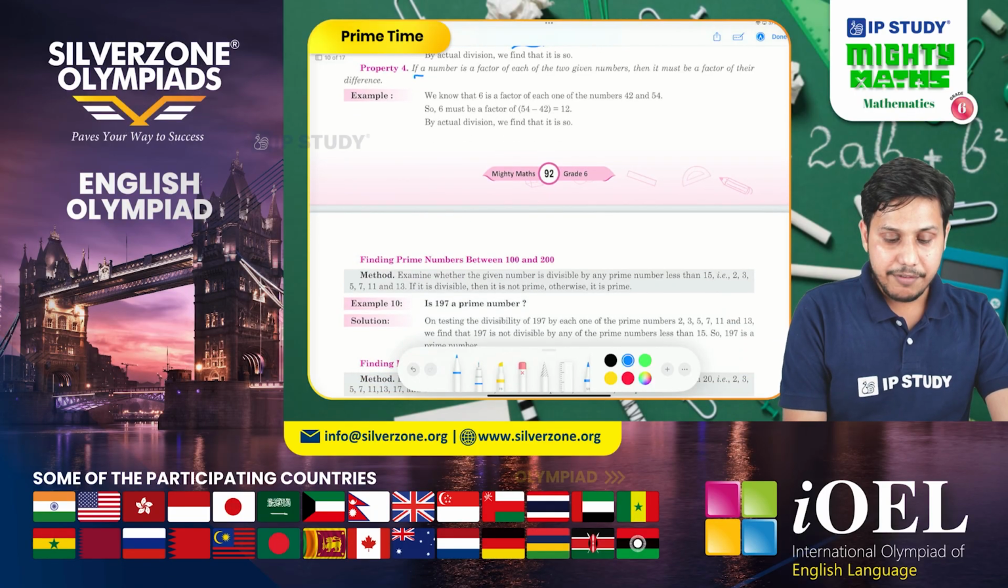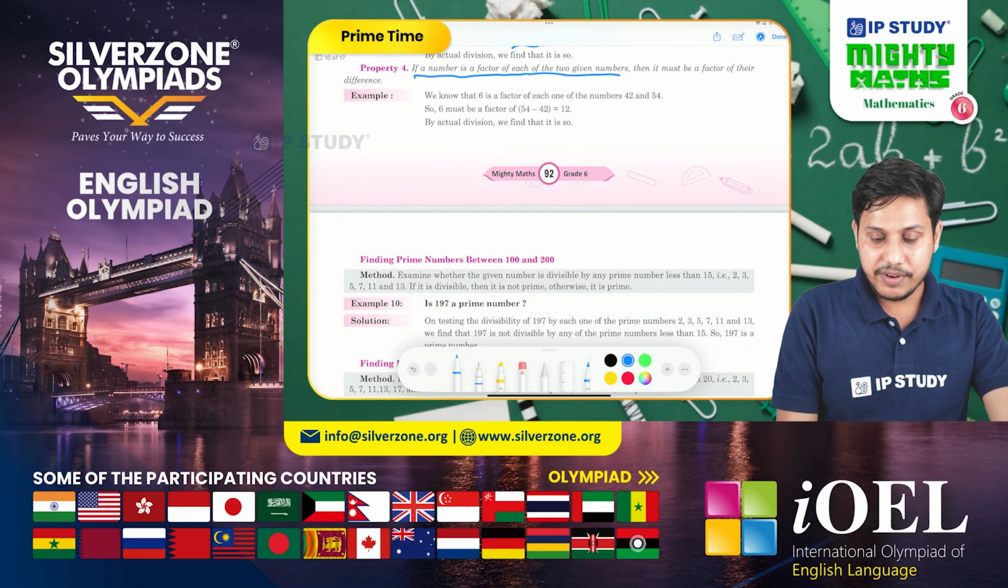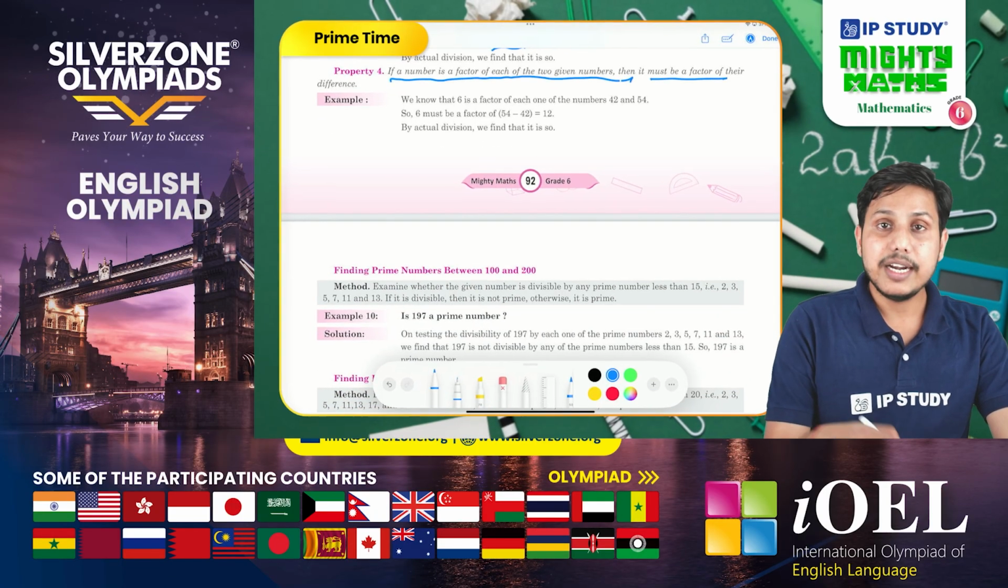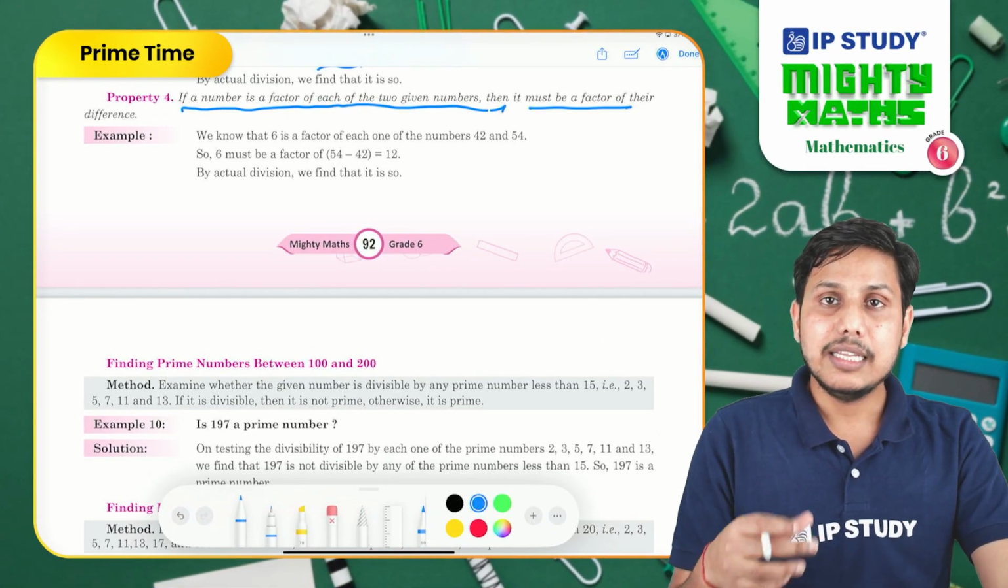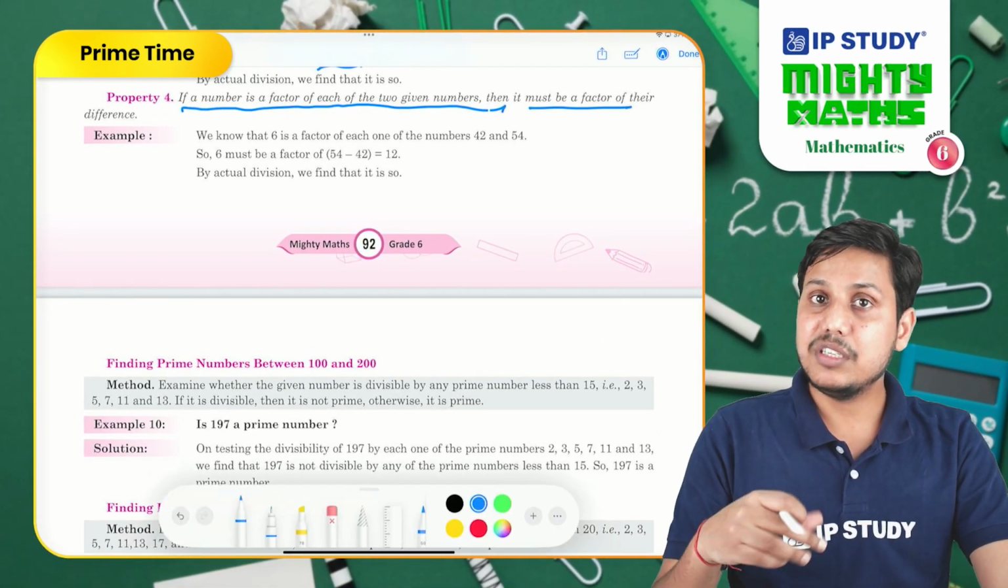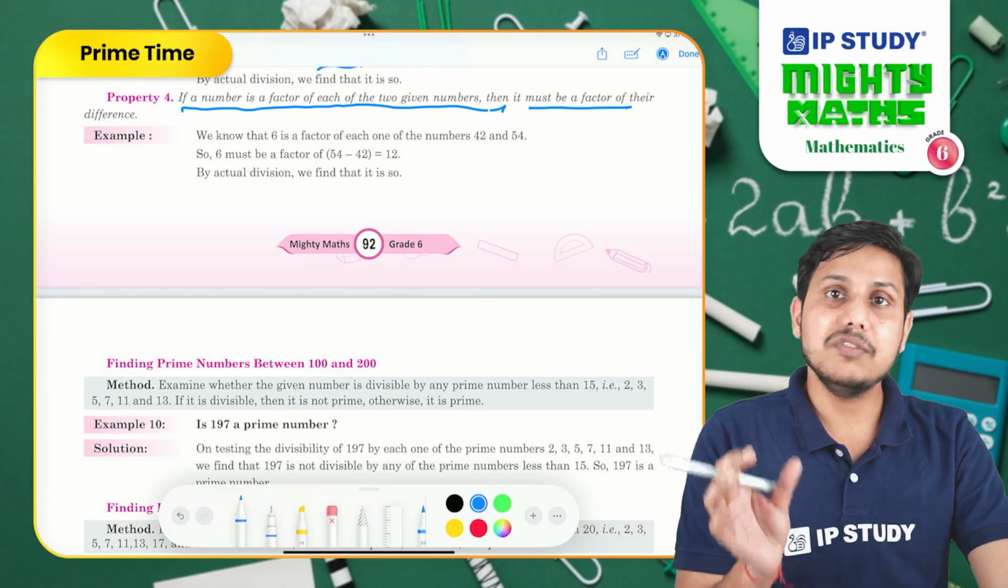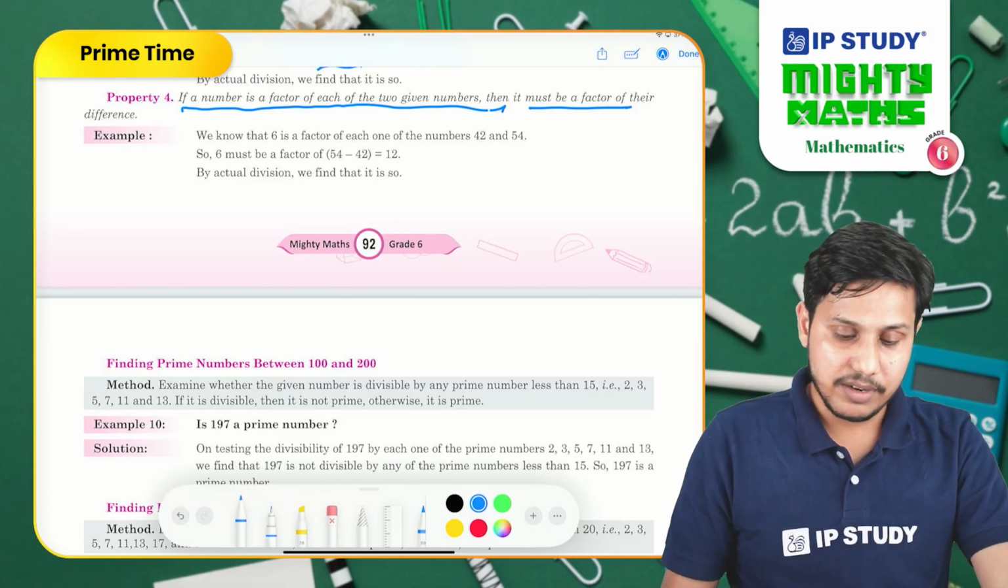Property 4. If a number is a factor of each of two given numbers, then it must be a factor of their difference. So if we have two numbers, and we have a number which divides both numbers, then their difference will also be divisible by that given number.